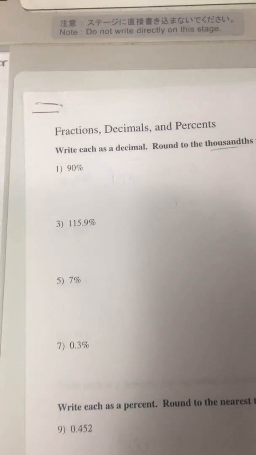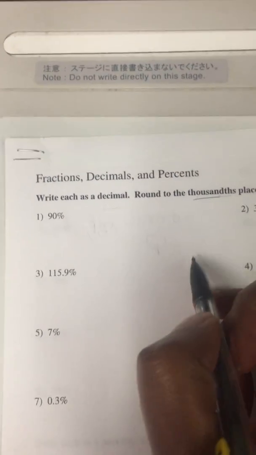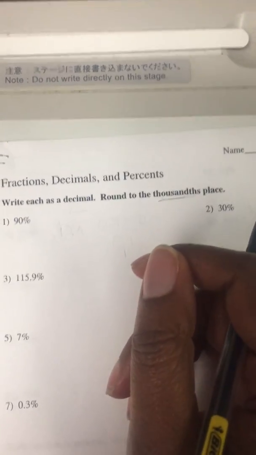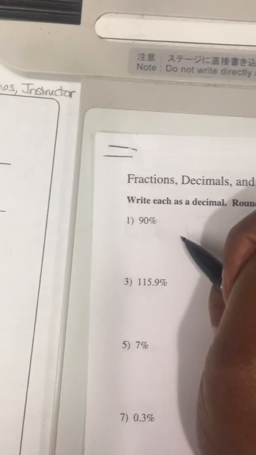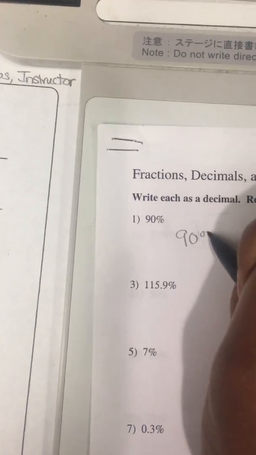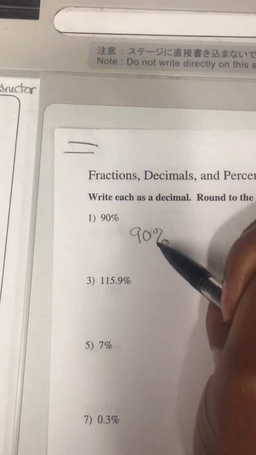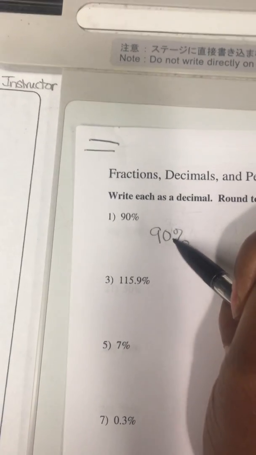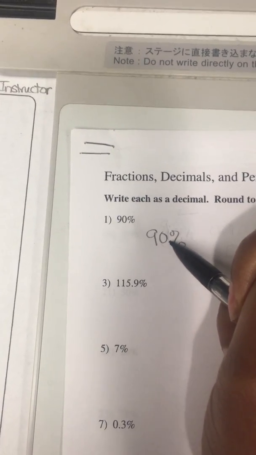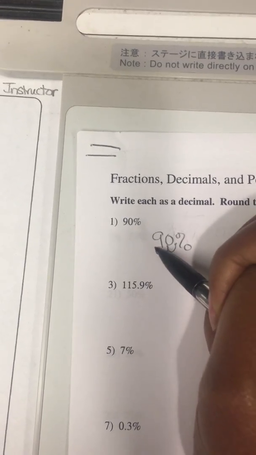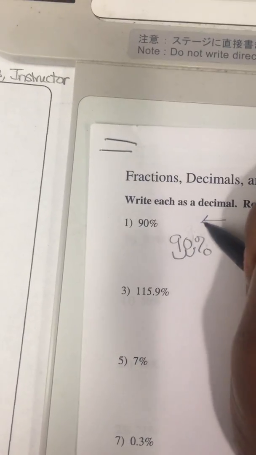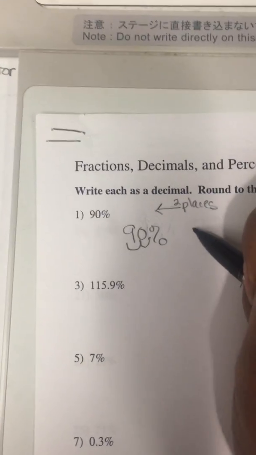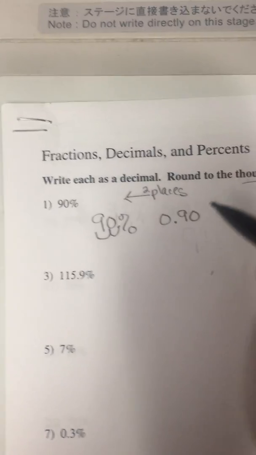Okay. So the first one says, write each as a decimal, round to the nearest thousandths place. I noticed that many of you rounded to the hundredths place, which is absolutely okay. All right, so you have 90% here. The decimal is always behind the last number if you cannot see it whatsoever. All right, so we want to move that decimal 2 places to the left. 1, 2. All right, so we're moving our decimal 2 places to the left. All right, so that answer will be 0.90.